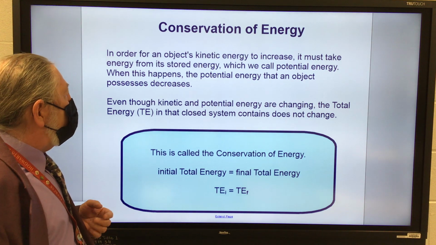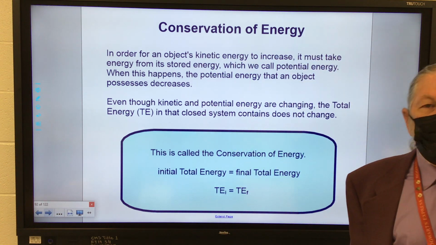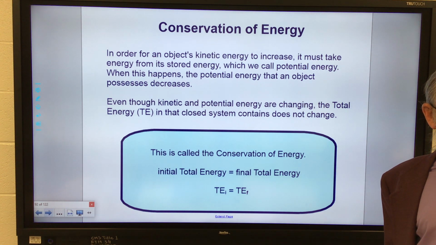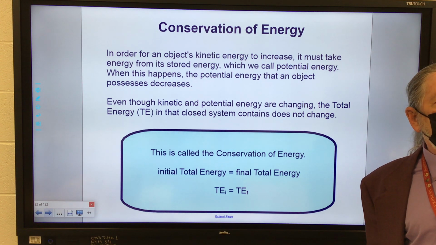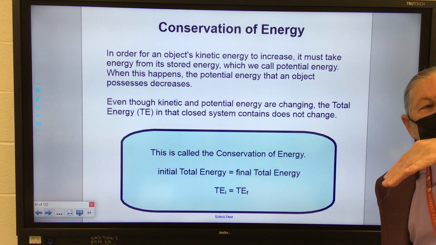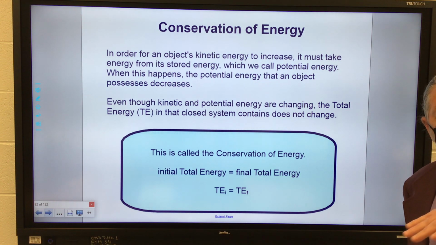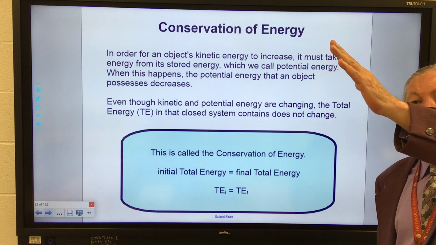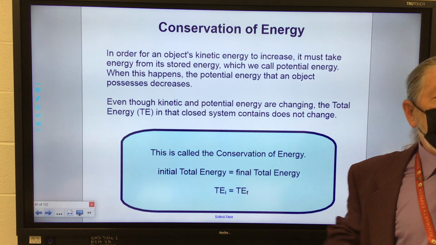Okay, so when this happens, the potential energy that an object possesses decreases. Just as when the roller coaster goes up the hill, it's losing kinetic energy and gaining potential energy, and at the very top, that's where it has its most potential energy. And then it starts back down, and its potential energy is decreasing and its kinetic energy is increasing, until the car gets down to a certain point where it starts going back up the track or the hill, and then it starts gaining potential energy and losing kinetic energy. It's just like a cycle, okay?